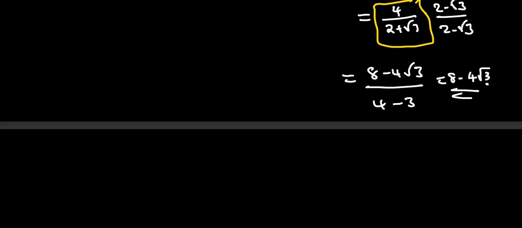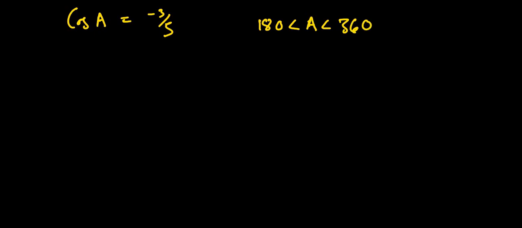Then the next one, this is now B. So B is something we've done before from your tutorial sheet. They're simply saying we have cos A, which is the same as negative 3 over 5, and it's found within 180 to 360. So which quadrants can we find between 180 to 360?